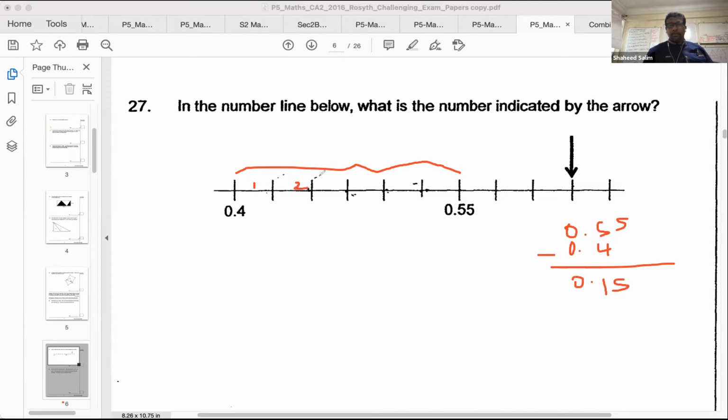1, 2, 3, 4, 5, 6. Aduh, 6 parts. So 0.15 divided by 6. How to divide by 6? Okay, we got to do long division. A little bit challenging. So 0 divided by 6, 0. Put the dot. 1, you cannot. Put a 0. Well done, Shalina. Then you add on until you get here.